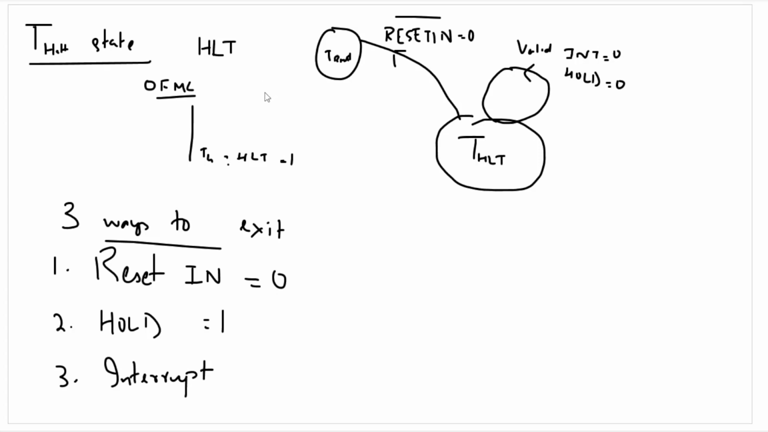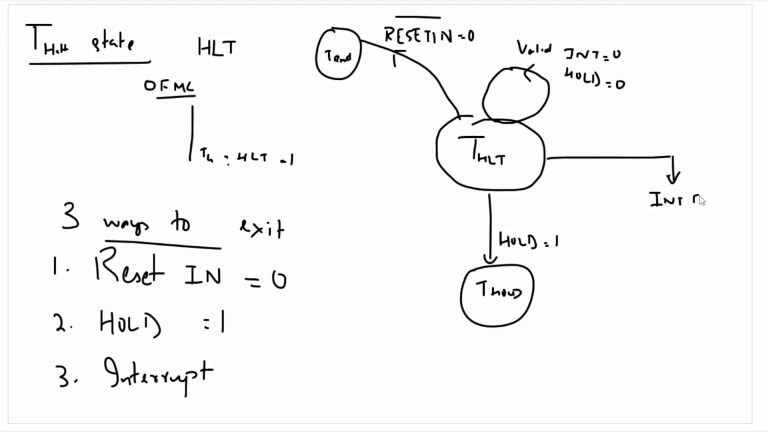or it can enter the T hold state if hold becomes equal to 1, or it can execute an interrupt if the INT flip-flop becomes equal to 1. INTA flip-flop becomes equal to 1. So in three cases, the T halt state can be exited by the microprocessor. Either it's resetting the microprocessor, or by entering the hold state, or by entering the interrupt acknowledge state.